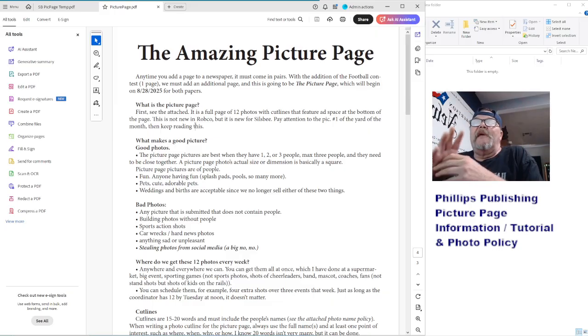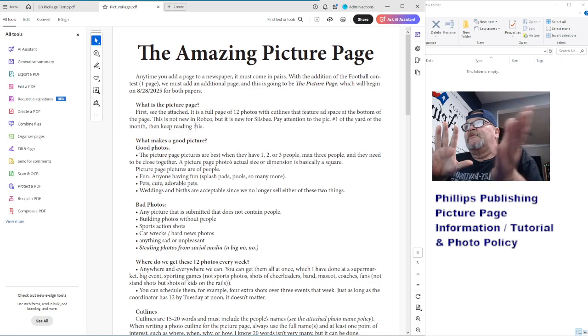Now, in the paper, the photos are black and white. Online, they're in color. On the digital version of the paper, they're in color. Okay? There are no bylines. We don't pay extra for this thing. We just do this because we're all part of the same newspaper.